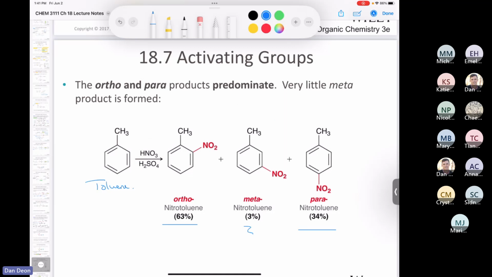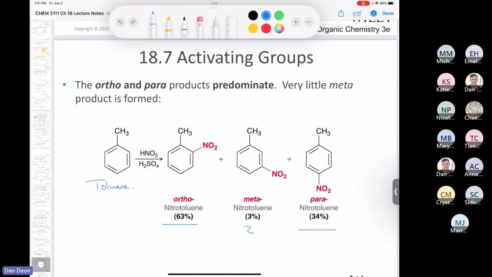I bet you that you guys could probably guess one of the reasons. One of the reasons is that there are more ortho places than there are para, right? There's twice as many ortho, so maybe that's why there's more ortho. But that doesn't hold that much weight because there's twice as many metas as there are paras, and you don't get very much of that. So maybe that's not a very good argument. So what is it really?